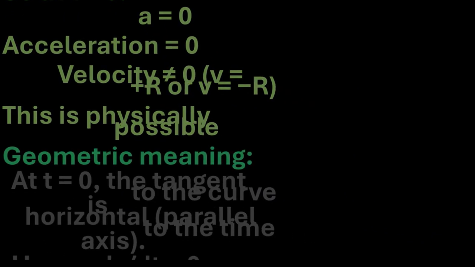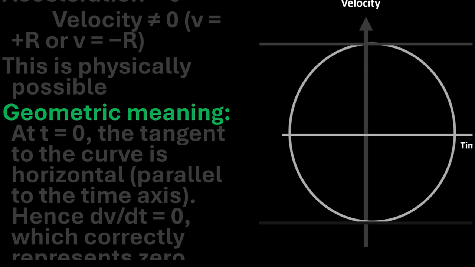To go a bit further, if you observe this circular graph of velocity and time, at this point the value is plus r, and at this point down here, it is minus r, where r represents the radius. At this point, time is equal to 0 with plus r. Time is equal to 0 here as well, with minus r.